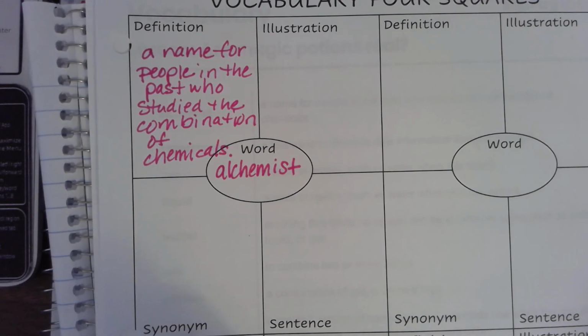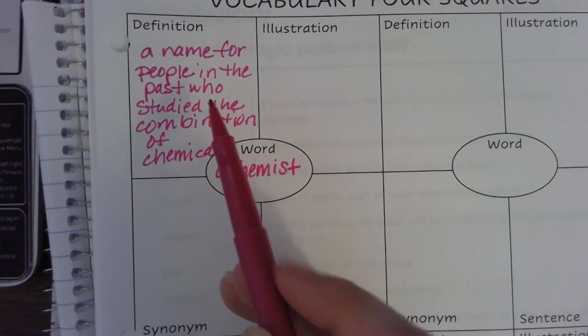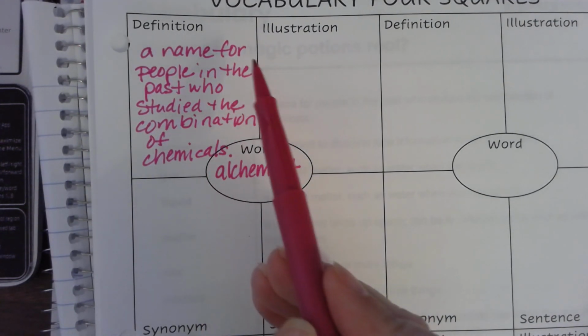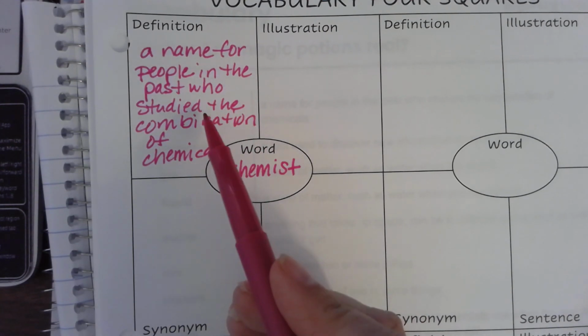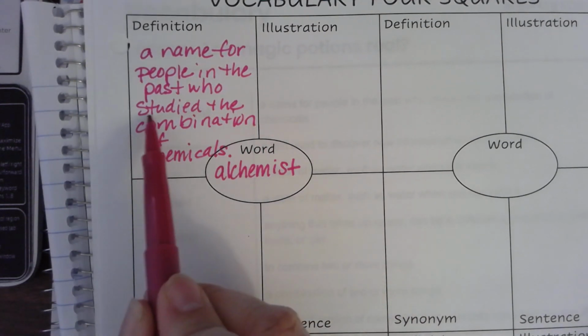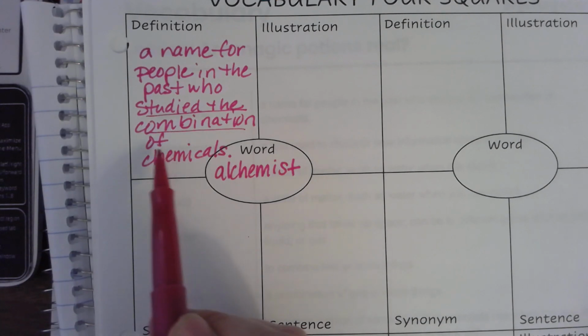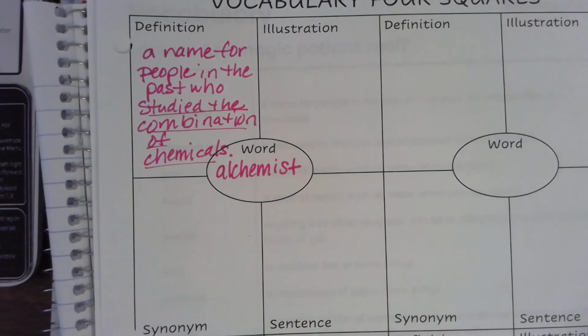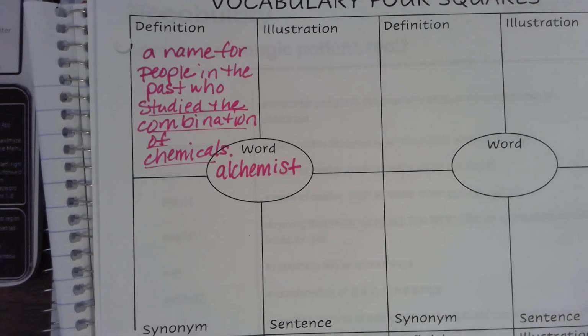And so I'm going to be looking for a synonym, or another word that I could substitute for the word alchemist. So if I look back up here again, I see a name for people in the past who studied the combination of chemicals. If I focus on this, study the combination of chemicals, I'm going to think, now I know this is an old title, right? What are titles for other people who study the combination of chemicals?